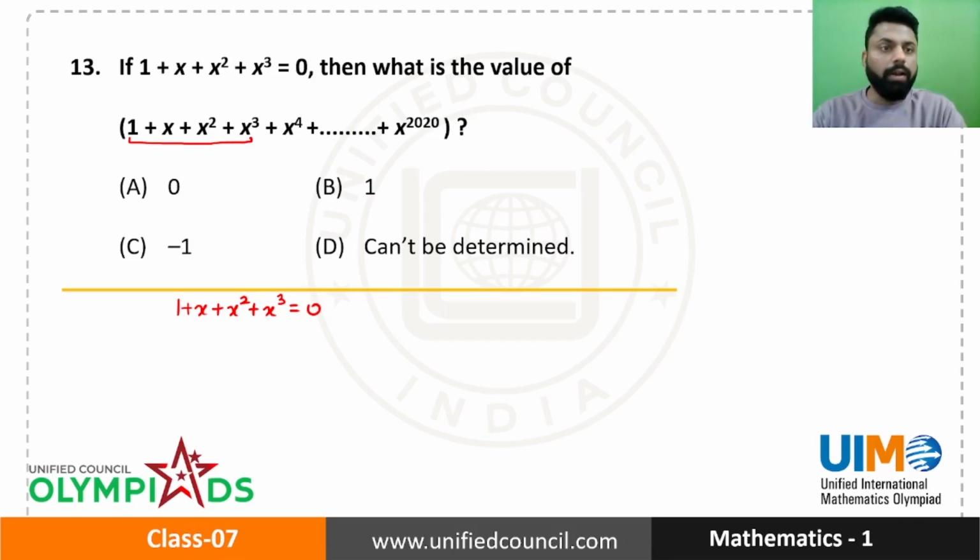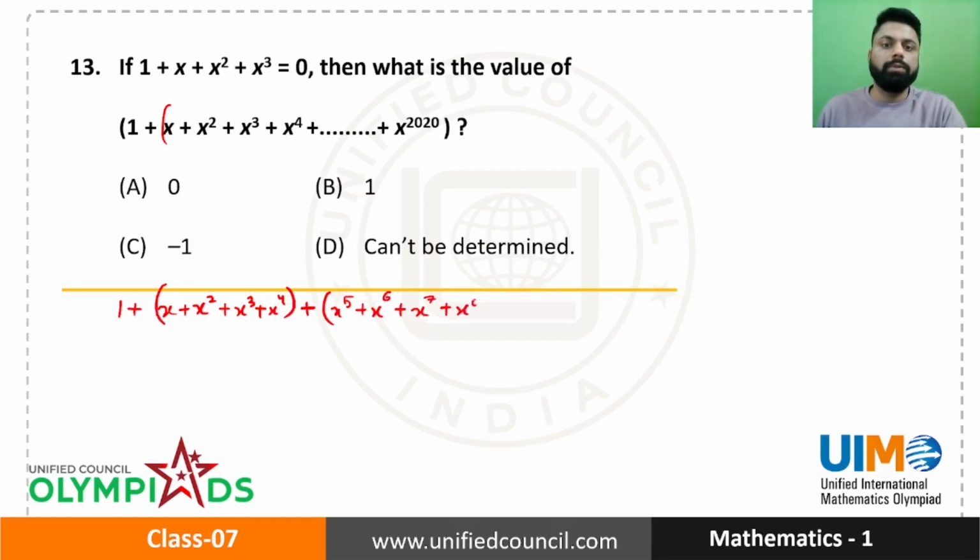So if we assume over here that the value of this, if we make the grouping, for example, of 1 plus x plus x square plus x cube as one group, then the next group is x to the power 4 plus x to the power 5 plus x to the power 6 plus x to the power 7, and so on up to x to the power 1997, 1998, 1999 plus x to the power 2000.